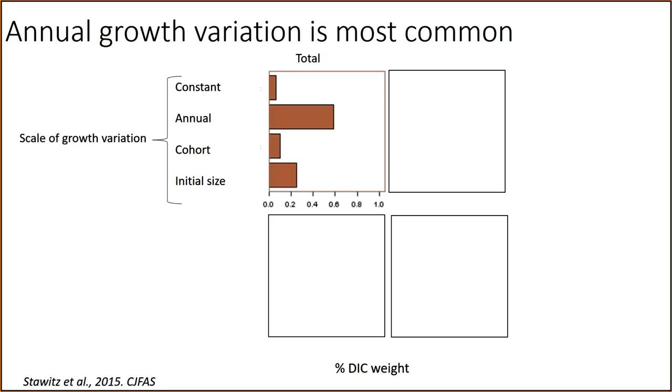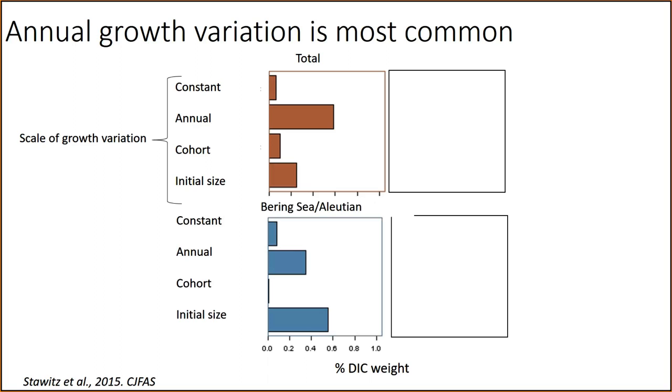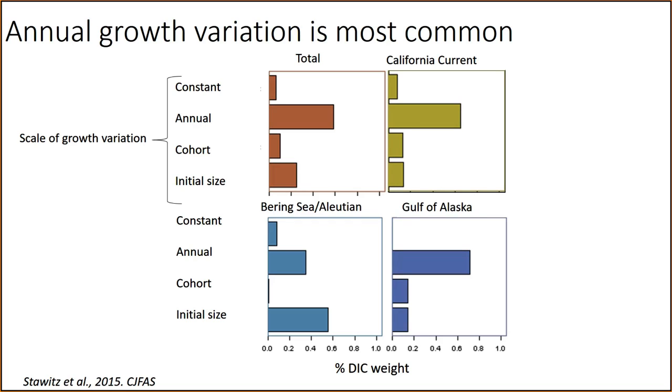So the annual growth variation was by far the most common that we saw across ecosystems. And when you looked at the Bering Sea and Aleutian Islands, this was actually the only ecosystem for which the initial size model was selected more often than the annual model. For the California current, the annual model was selected the most, and also for the Gulf of Alaska.